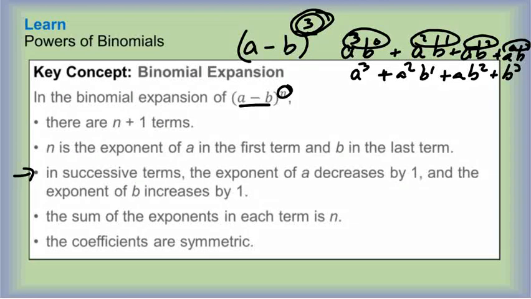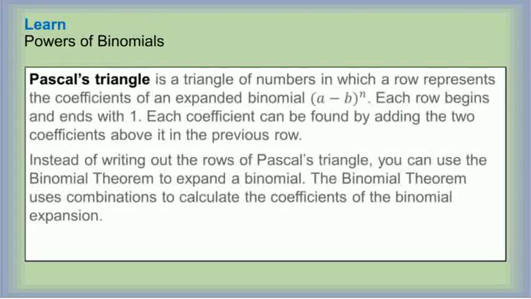The coefficients are symmetric, and that's where we're going to get our Pascal's triangle, which I'll show to you very soon. Pascal's triangle is just a triangle of numbers in which a row represents the coefficients of an expanded binomial a minus b to the nth power. Each row begins and ends with 1, and each coefficient can be found by adding the two coefficients above it in the previous row. So instead of writing out the rows of Pascal's triangle, you can use the binomial theorem to expand a binomial. The binomial theorem uses combinations to calculate the coefficients of the binomial expansion.